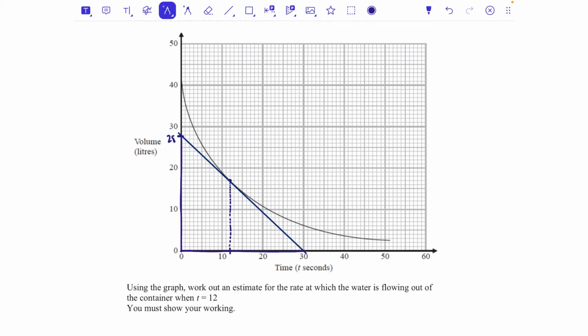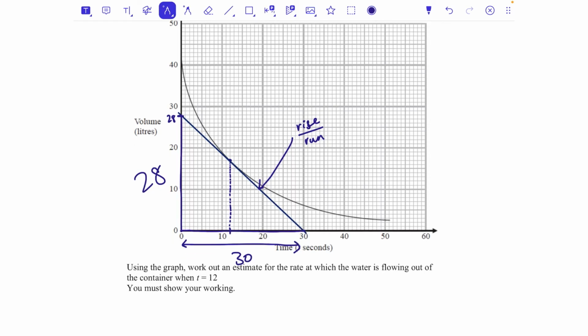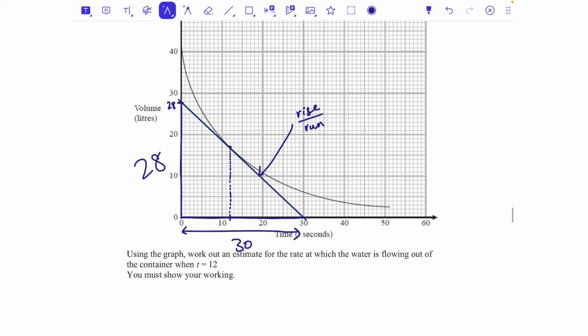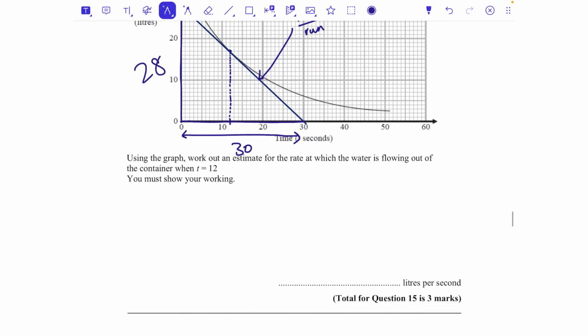This value here is 28. So this triangle I've made has a height of 28. And going across, we've got 30. So to get that gradient, the gradient is found by doing rise over run, or change in y divided by change in x. So that is 28 divided by 30, and this gradient is negative, it's coming down. But equally, it doesn't matter for this case because it's saying estimate the rate at which the water is flowing out. So that's fine if it's a positive value here. So we've got 28 over 30. Let me use my calculator. 28 over 30 is 0.93 recurring. So I'm going to pop 0.93 recurring there.